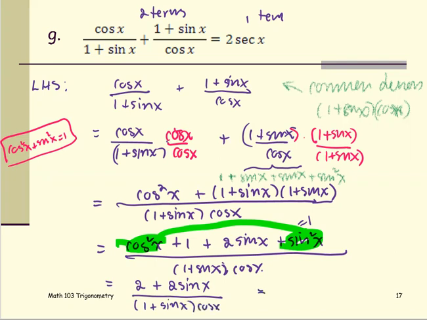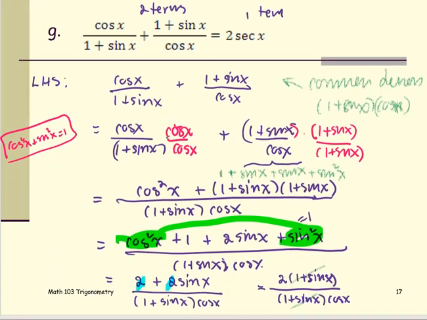Another thing we can do: the numerator has the common factor 2. We're going to factor it out. So then the numerator is 2 multiplied by 1 plus sine x, divided by the quantity 1 plus sine x times cosine x. And then, as you see, this factor can be reduced. Now it can be simplified to be 2 divided by cosine x. And what is 2 over cosine x?